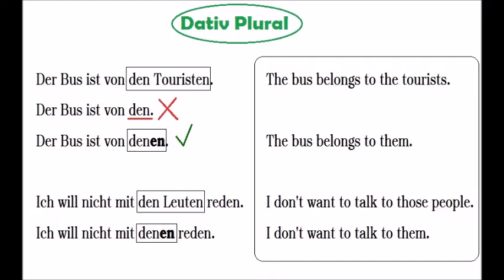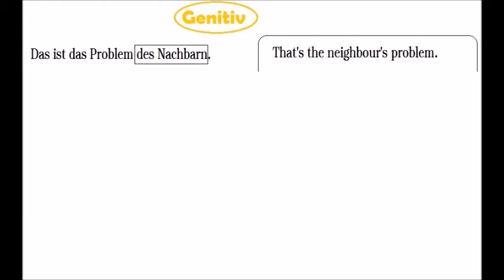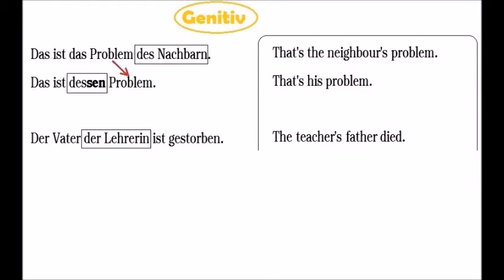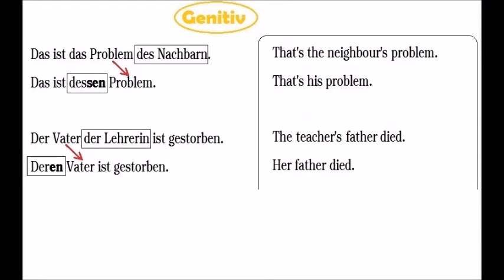The genitive that normally comes with two nouns has a little change of position with the remaining noun. It comes after the pronoun. For example, das ist das Problem des Nachbarn. That's the neighbor's problem. Das ist dessen Problem. That's his problem. Der Vater der Lehrerin ist gestorben. The teacher's father died. Deren Vater ist gestorben.